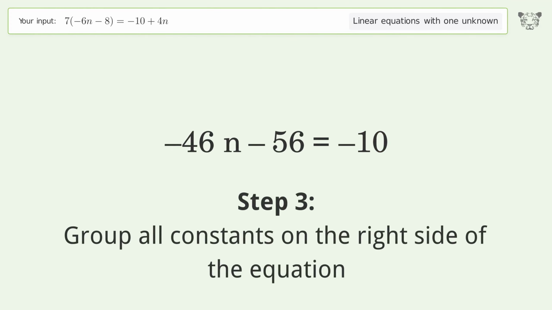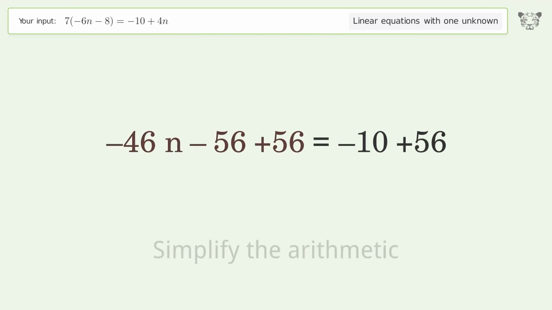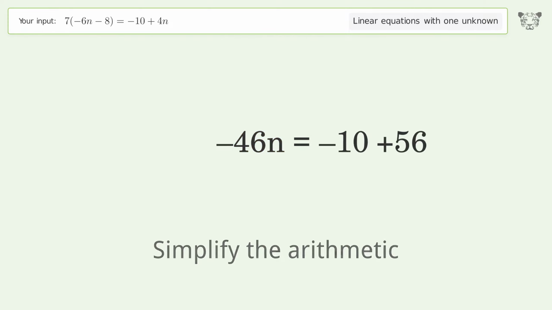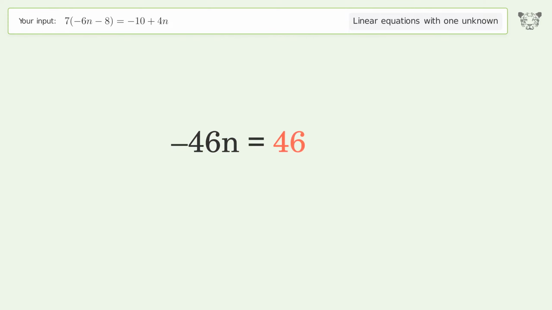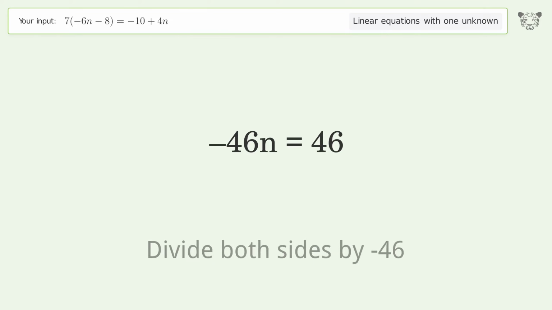Group all constants on the right side of the equation. Add 56 to both sides. Simplify the arithmetic. Isolate the n. Divide both sides by -46.